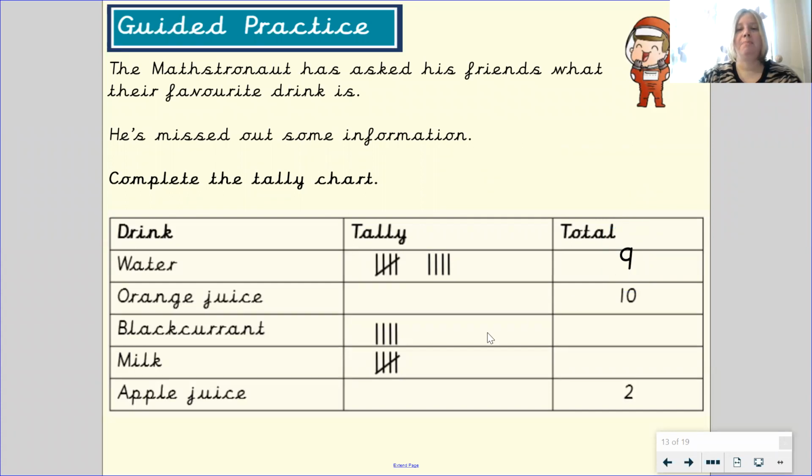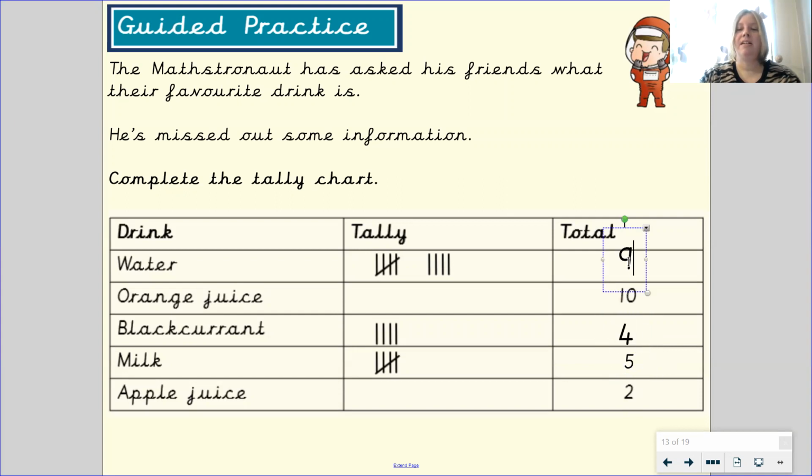Then I'm going to look at the blackcurrant. How many people like blackcurrant? Let's count. 1, 2, 3, 4. So I can write that here. Then I can look at milk. And I know that this represents 5, so I can write the number 5 in here for my total. So I've found the totals for them. What do you think the next thing is that I need to do?